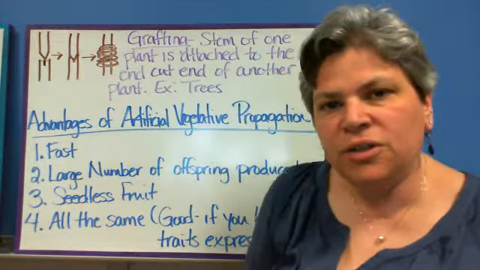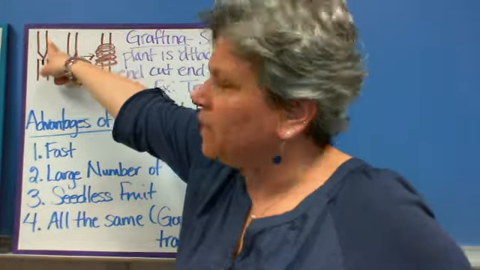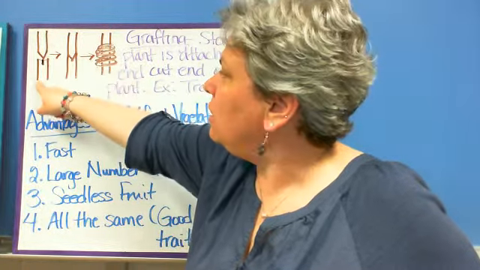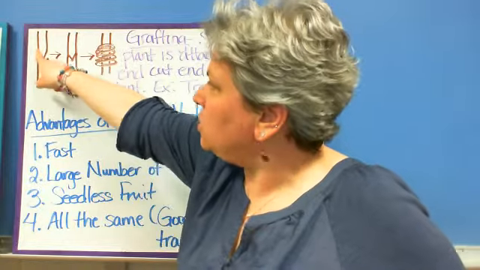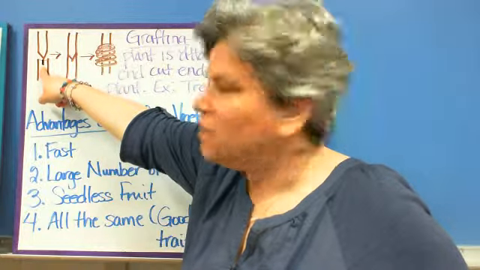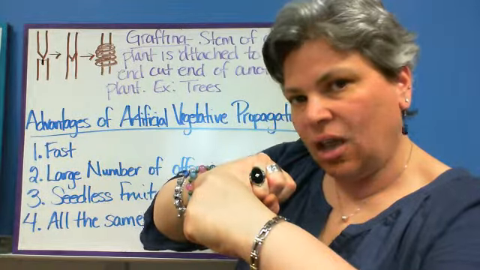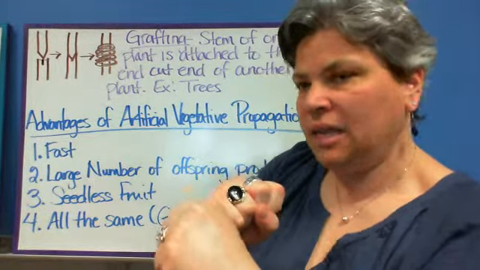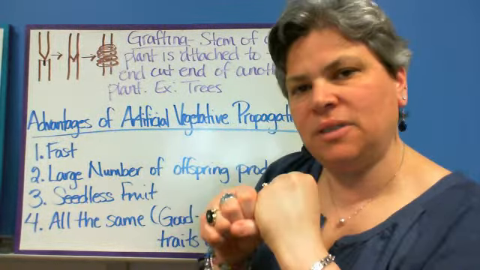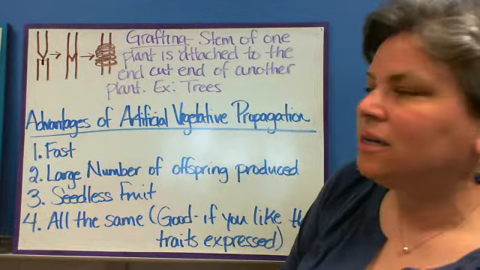Another example of artificial vegetative propagation is called grafting. So what I'm trying to show is, here's my first stem, or my first branch, if you will. Here is my other stem or branch. So I cut this one to a point, and then I put a little notch in this one. So then what I do is I push them together. I push them in so the one that I had the notch cut in and the one that I cut to the point actually fit together. Then I wrap them with gauze or some type of cloth to hold them in that position so they can't come apart. So with a grafting, the stem of one plant is attached to the end cut of another.